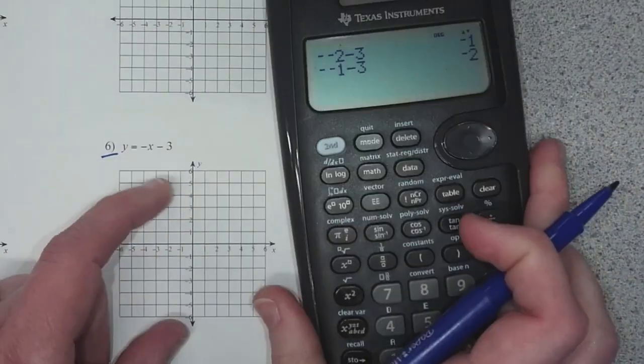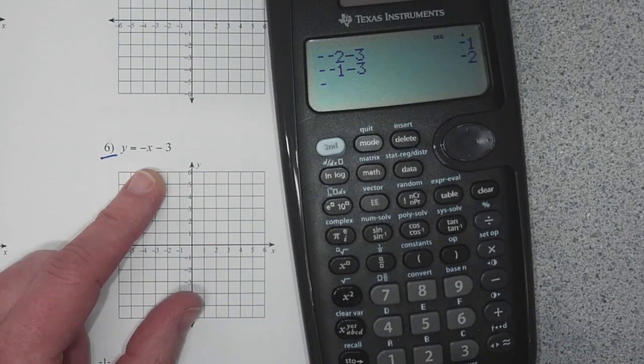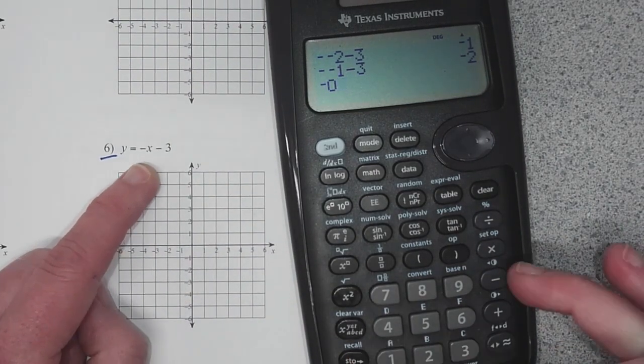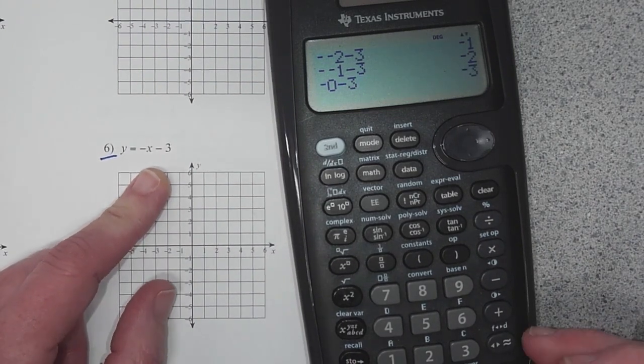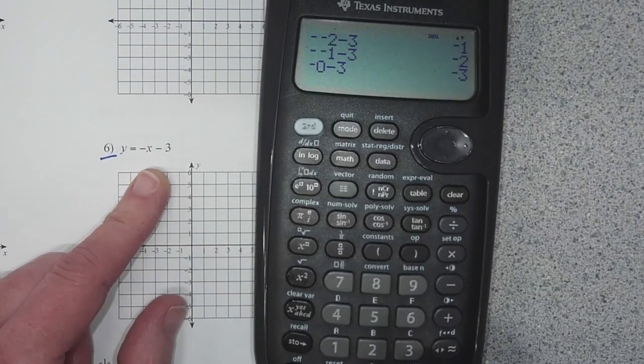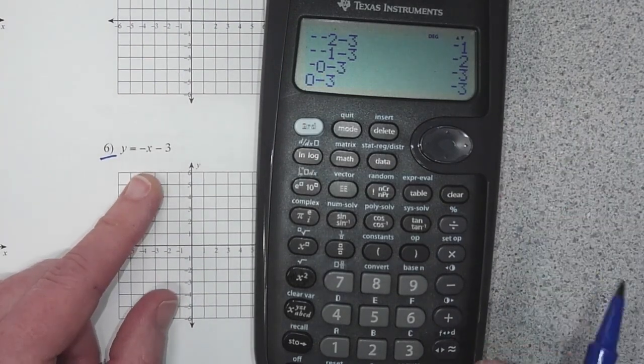Okay, now we've got 0. There's no such thing as -0. I'm curious what it's going to say if I put -0 in. It'll either go with it or it'll give me an error message. Yeah, it just went with it. Okay, -3. But if I did just 0 minus 3, that would do the same thing. So -3.